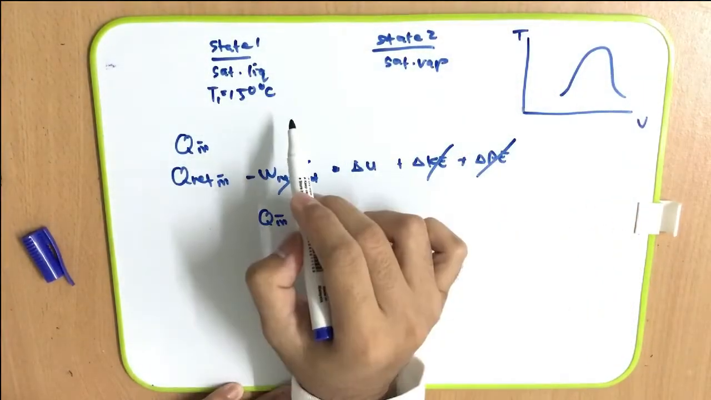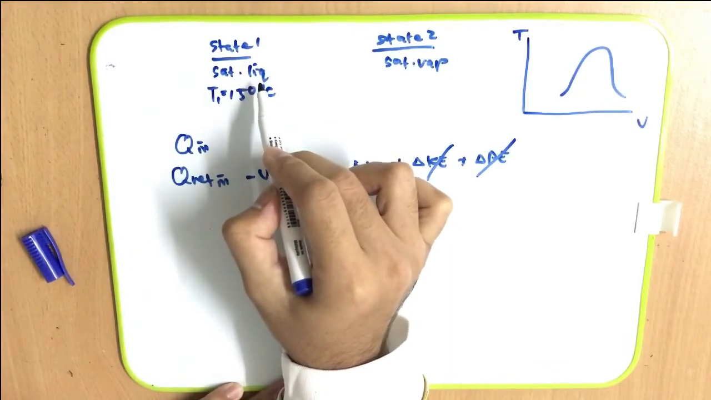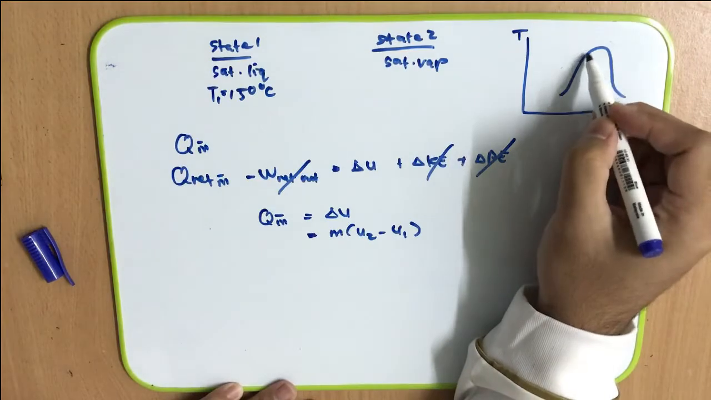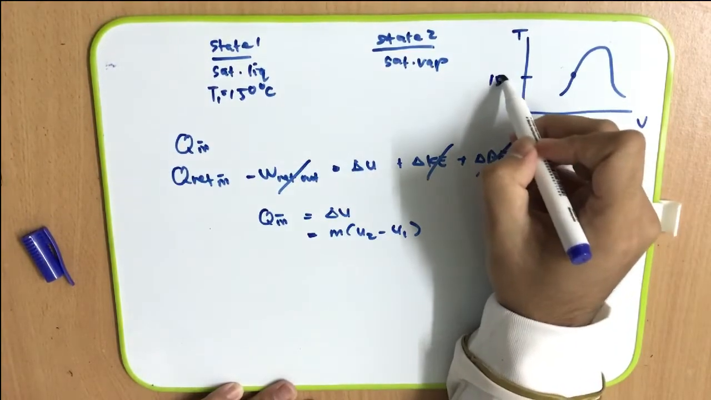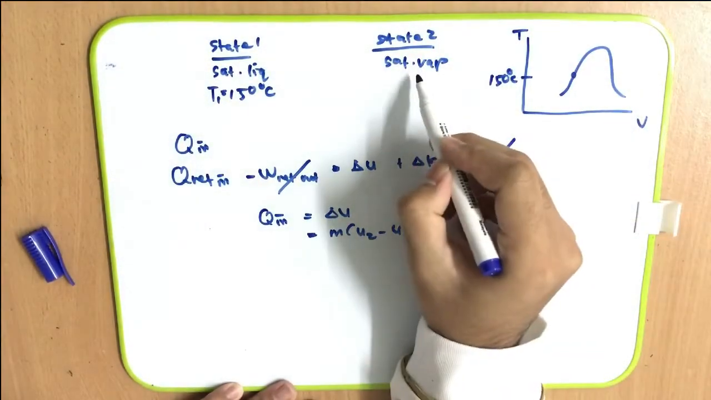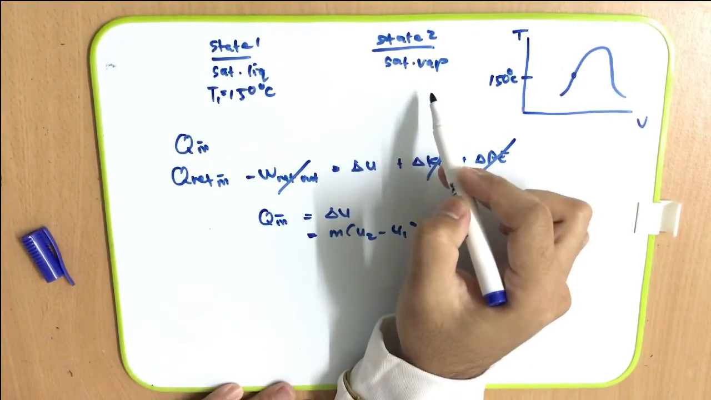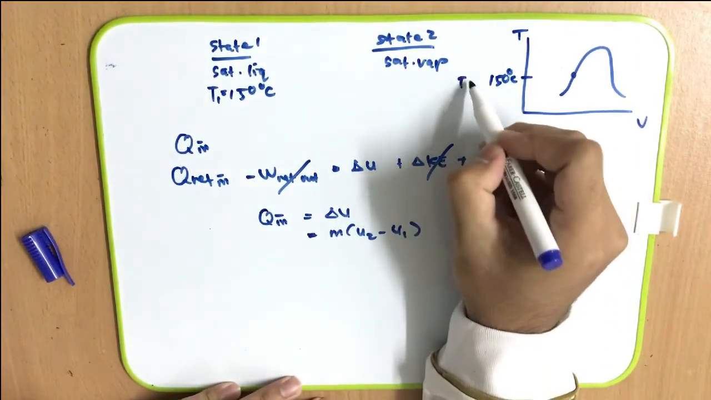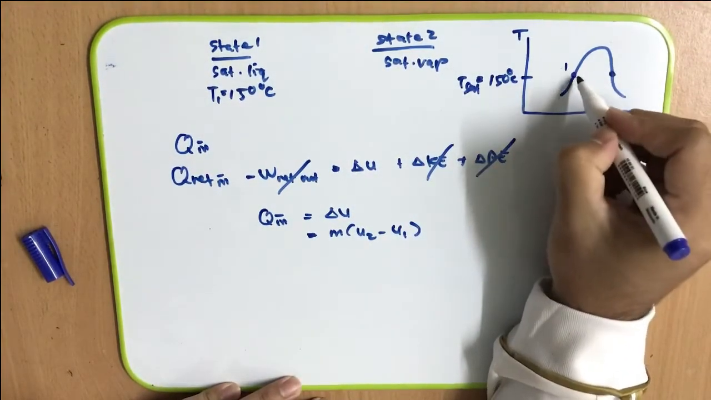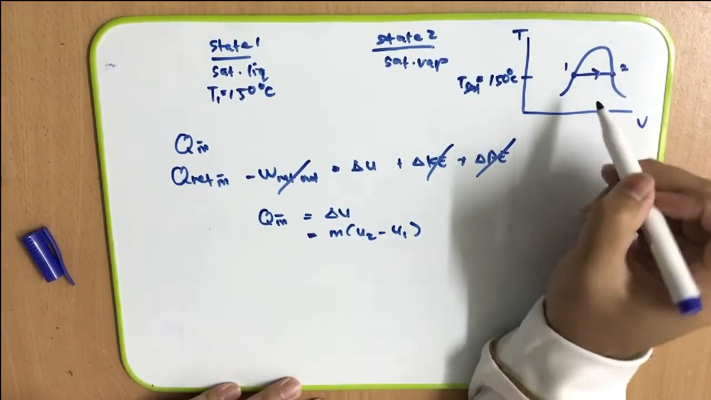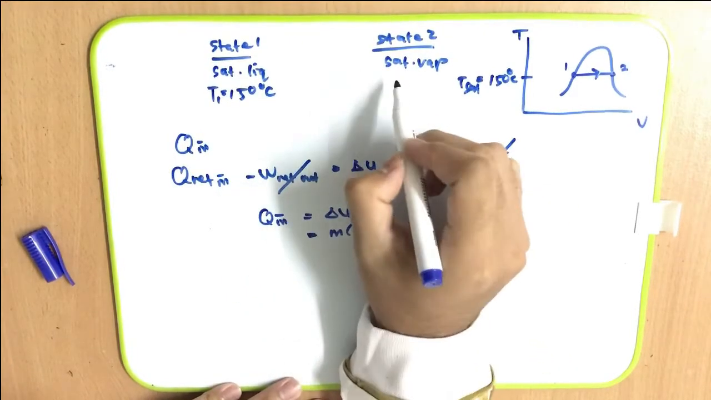If we can translate the question into a T-v diagram, we can see that state 1 is saturated liquid, which is located on the saturation line, somewhere here, at 150 degrees C. And state 2 is saturated vapor. From saturated liquid to saturated vapor, it will happen at constant temperature, or at T saturated. So the saturated vapor should be here. This is state 1 and this is state 2. From this, we can see that state 1 and state 2 happen at the same temperature, which is 150 degrees C.